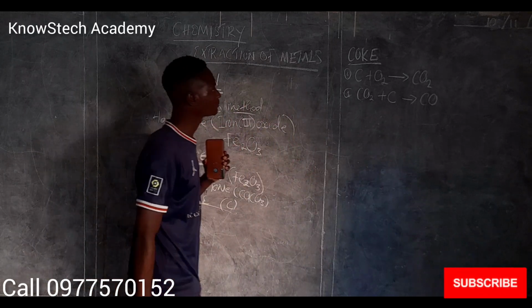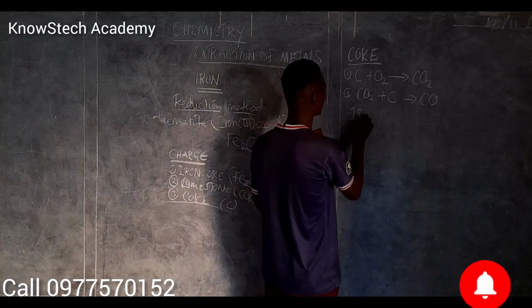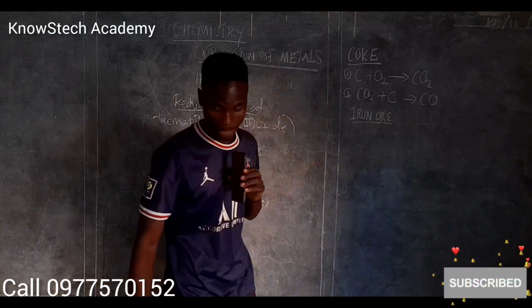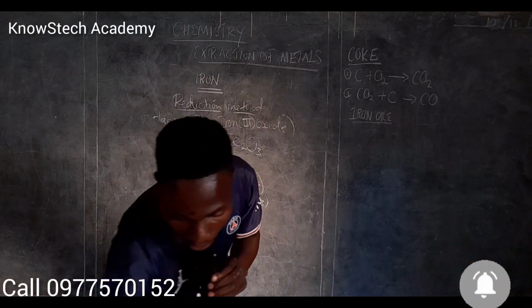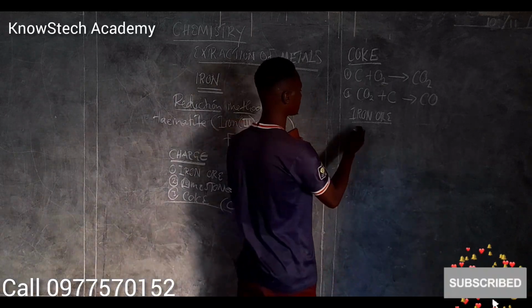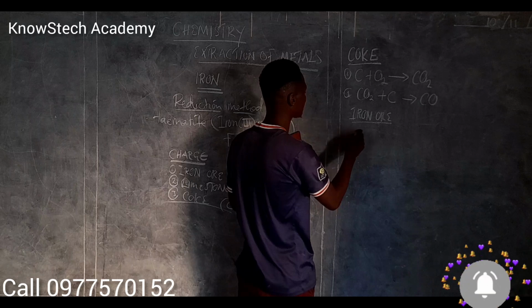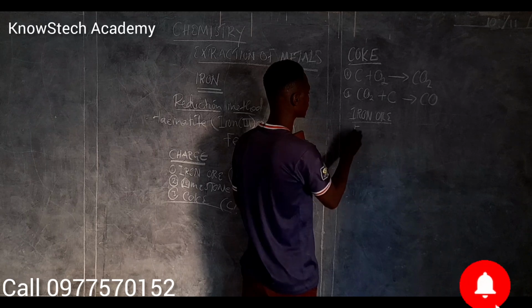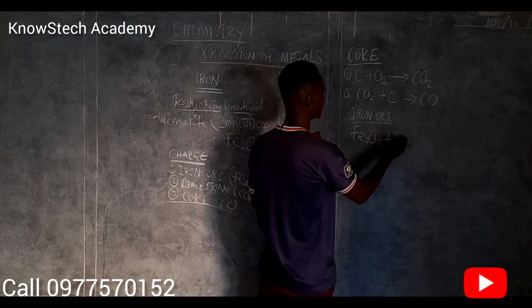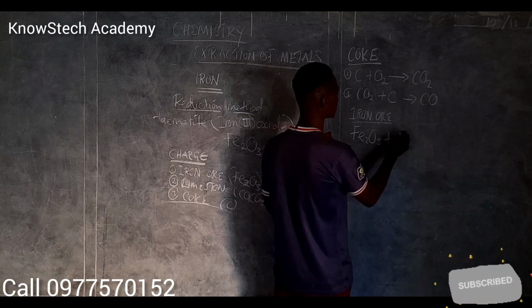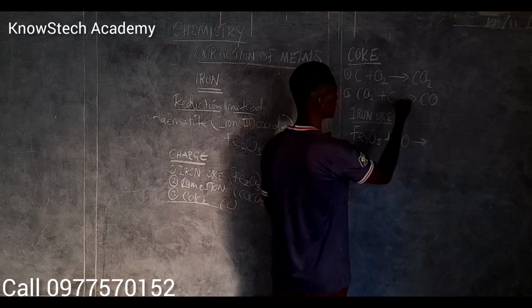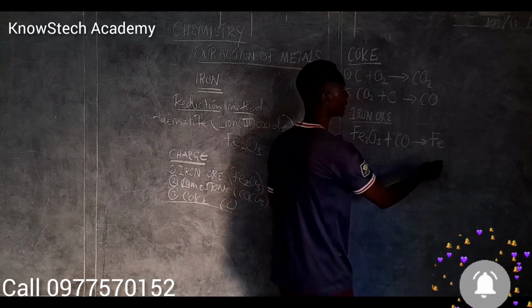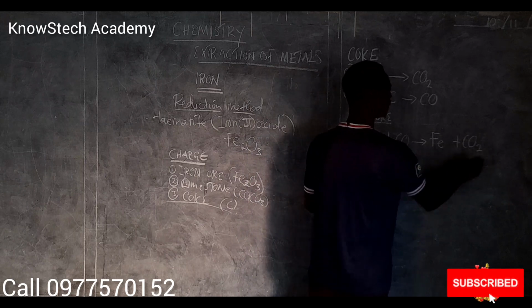Iron ore, which is hematite, Fe2O3, reacts with carbon monoxide produced here to form iron and carbon dioxide.